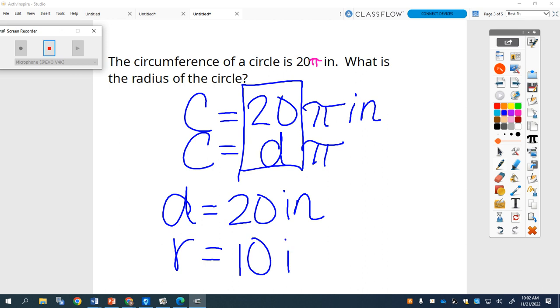All right, because radius is half of that. Now, some of you got marked off half because you did not label your answer. Okay? All right, here we go. Comments, questions, or concerns? No.